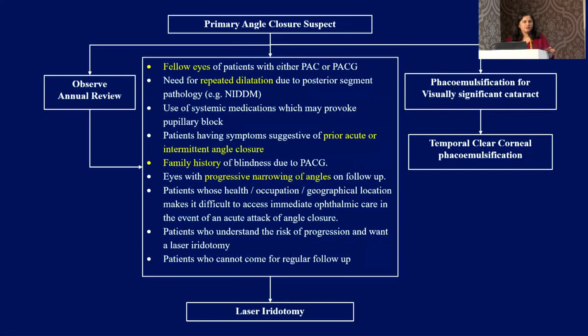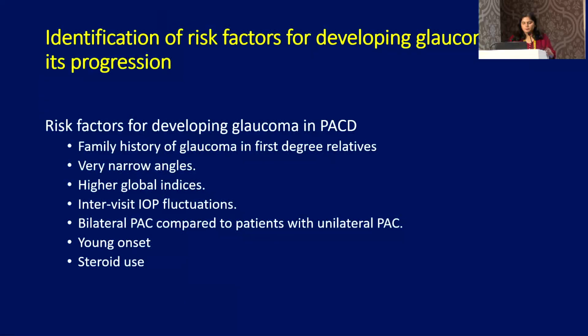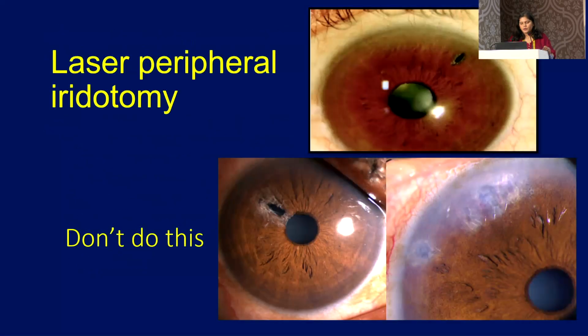If there are no risk factors, annual review is fine. If there are multiple risk factors, then YAG iridotomy can be done. If there is a visually significant cataract, then phacoemulsification can be considered. Risk factors are important to identify in these patients: family history of glaucoma in first degree relatives, very narrow angle, high global indices, and inter-visit IOP fluctuations are very important to note because they could have relative pupillary blocks in between. Young onset PACS is also very important.